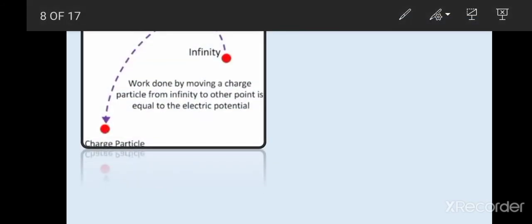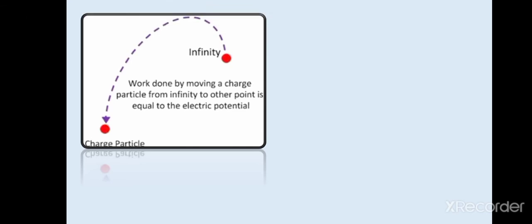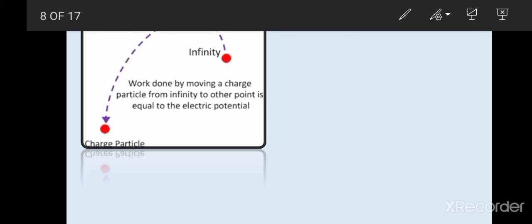Here is the representation that we are taking a charged particle from infinity to some point. Work done by moving a charged particle from infinity to another point is equal to the electric potential.